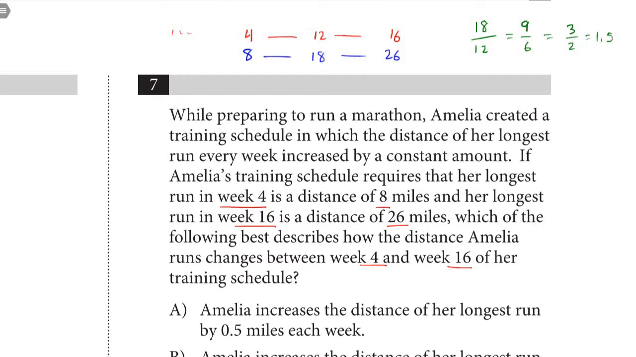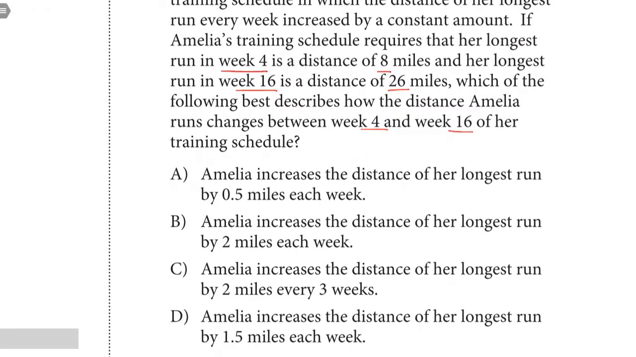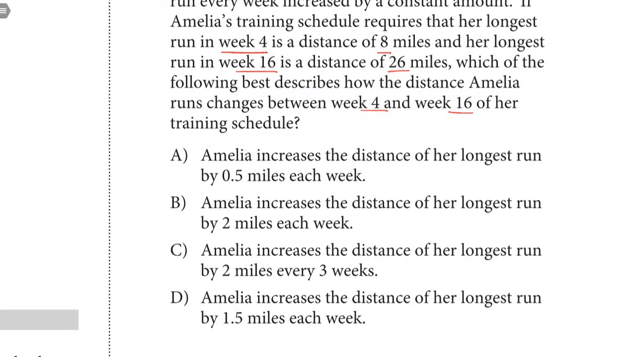So this tells us that she needs to increase her running distance by 1.5 miles every single week. Let's see which of the answers accurately describes that. That's D. That's exactly what it says: Amelia increases the distance of her longest run by 1.5 miles each week, which is exactly what we found out. Great job.